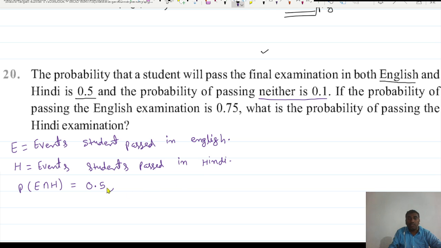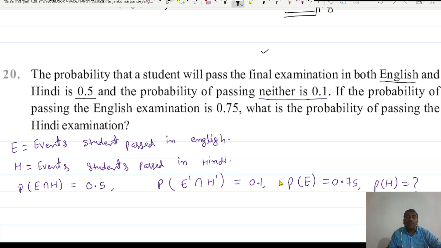Probability of passing neither, meaning not in English and not in Hindi, is given to us as 0.1. These are the given information I am writing here. If the probability of passing the English exam, that is P(E), is equal to 0.75, then what is the probability that a student passes Hindi? That we have to find, P(H).